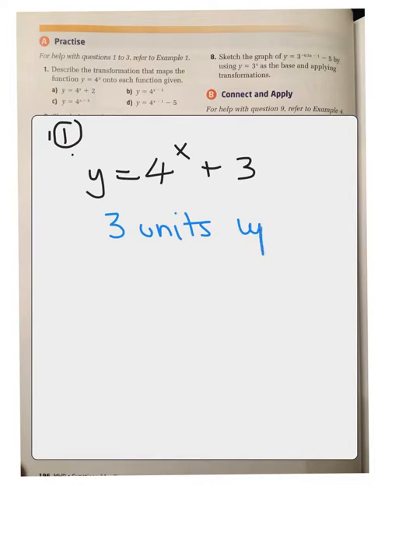Question 1 here talks about this. Describe the transformation. So this is not the question, but if the question was this, 4 to the x plus 3, then that would be 3 units up. Same as we did the previous section. If we had y equals 4 to the x minus 7, that would be 7 units right.